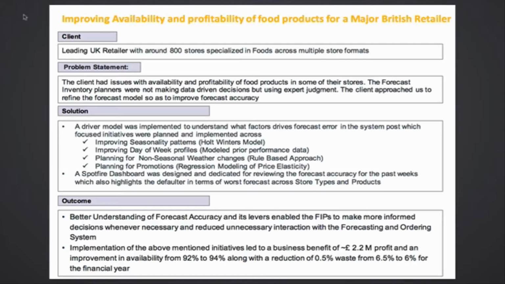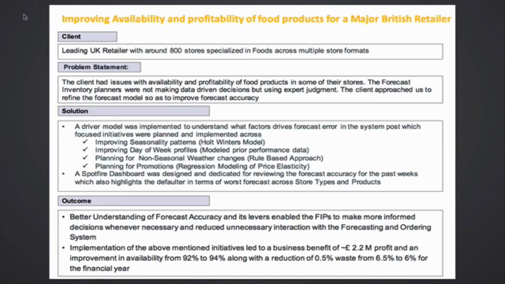To give you some background, this retailer has close to 800 stores specialized in the foods line of business across multiple store formats, like the convenience stores, the big stores, the stores around your high street, and so on and so forth. The supply chain team is responsible for ensuring availability at stores. And within the supply chain team, the forecast inventory planners do this job for them.